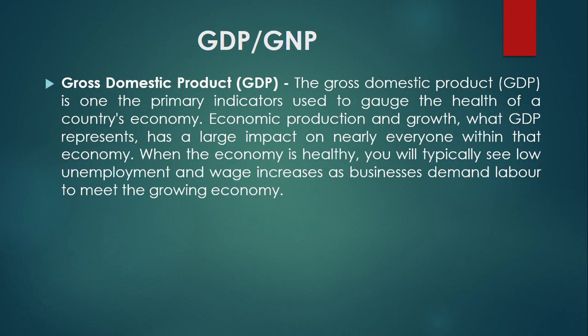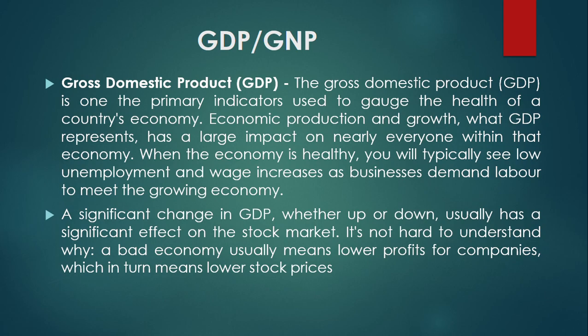When the economy is healthy, you will typically see low unemployment and wage increases as businesses demand labor to meet the growing economy. A significant change in GDP, whether up or down, usually has a significant impact on the stock market. It is not hard to understand why a bad economy usually means lower profits for companies, which in turn means lower stock prices.